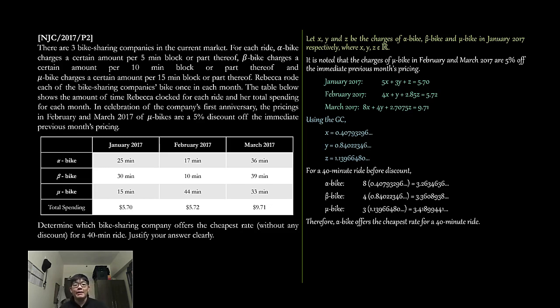And by writing it out, we can therefore conclude that Alpha Bike offers the cheapest rate for a 14-minute bike ride. Now, I've come to the end of this whole entire explanation.